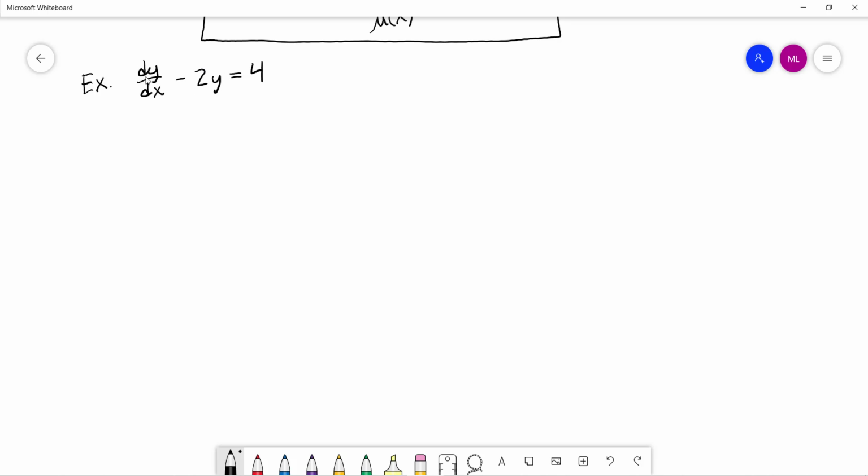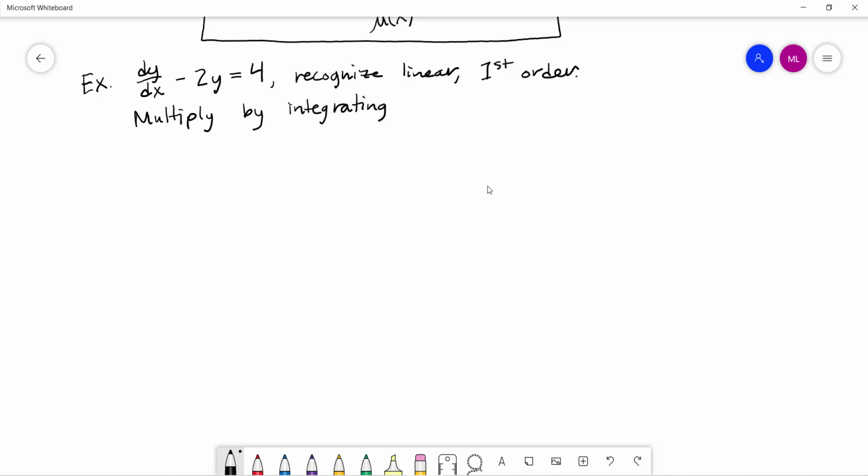The idea is I need to multiply by an integrating factor, and to recognize that, I just need to see that this is linear and it's first order. If it's linear and first order, then this technique will work. So multiply by our integrating factor. Oftentimes I'll simply write IF for integrating factor.